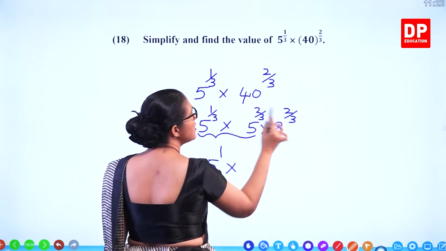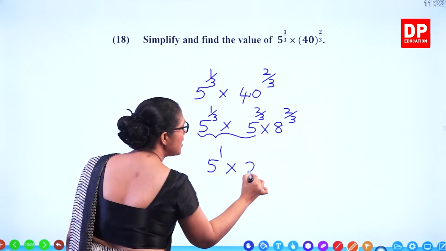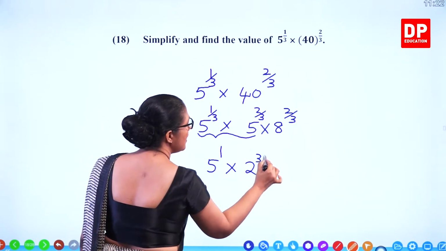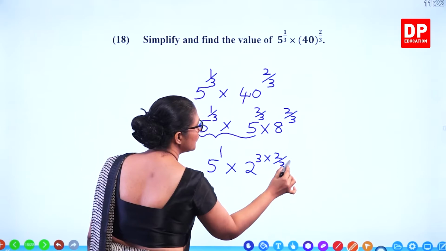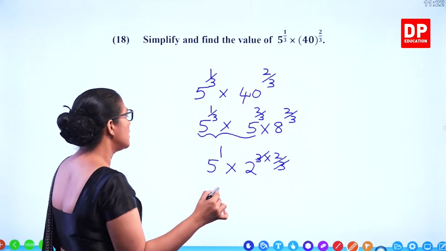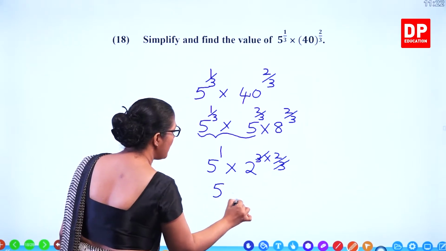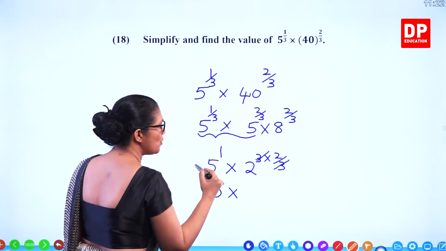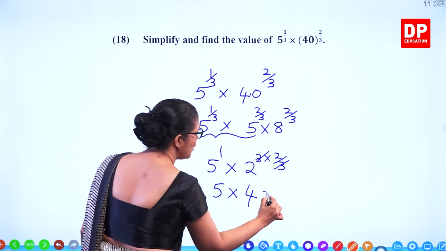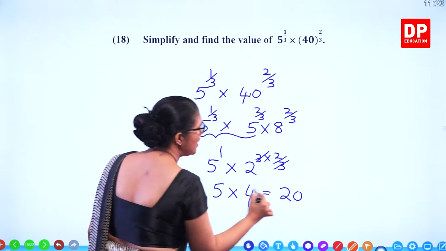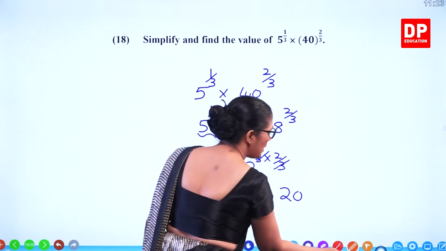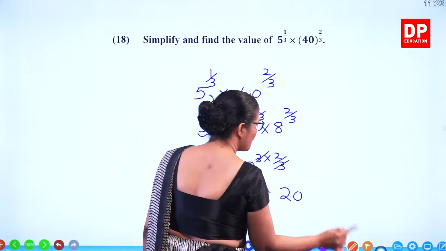Into 8 to the power 2/3. 8 you can write as 2 to the power 3, into 2/3. So 3 and 3 get cancelled out. 5 into 2 to the power 2, that is 4. 4 into 5 is 20. So the value is 20. 2 marks.